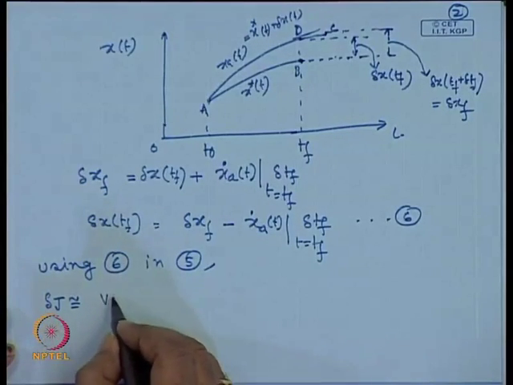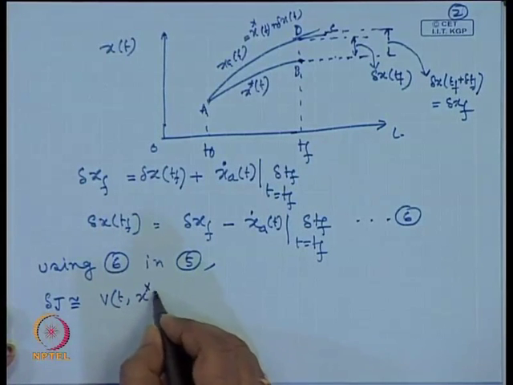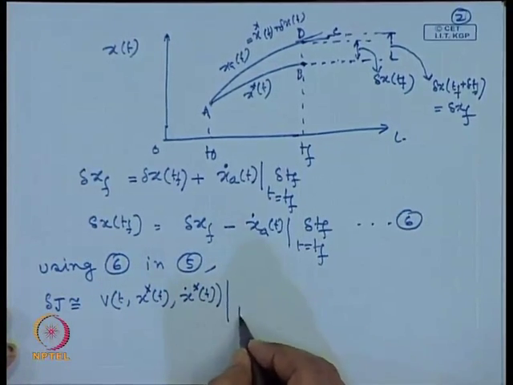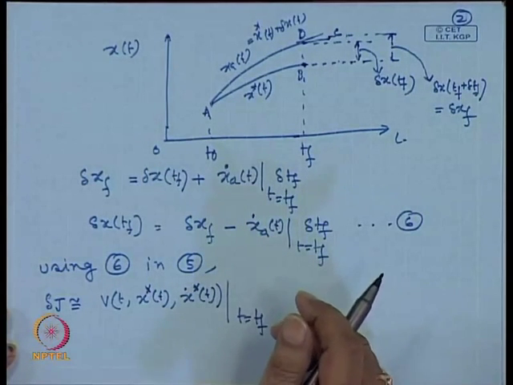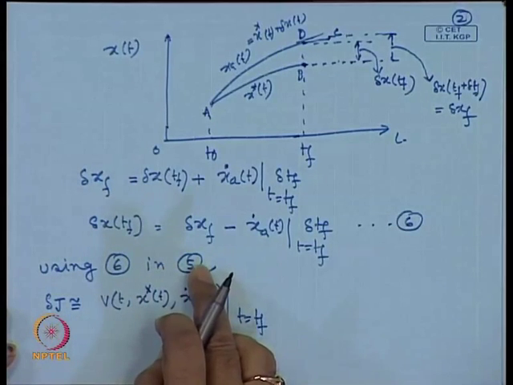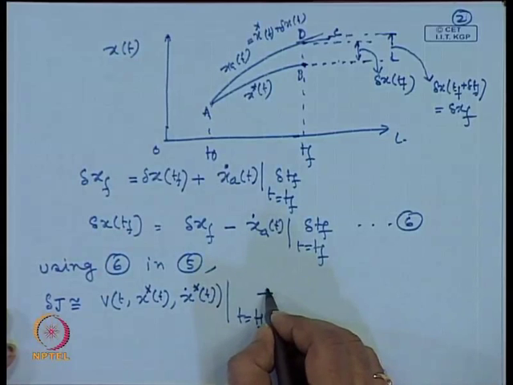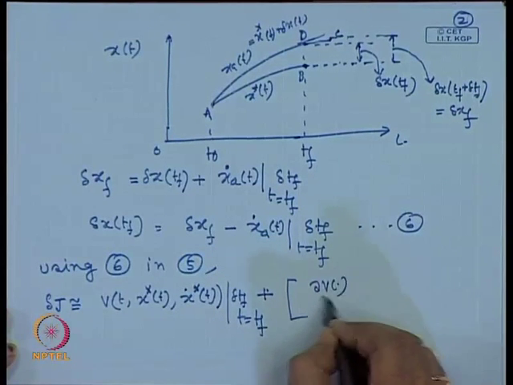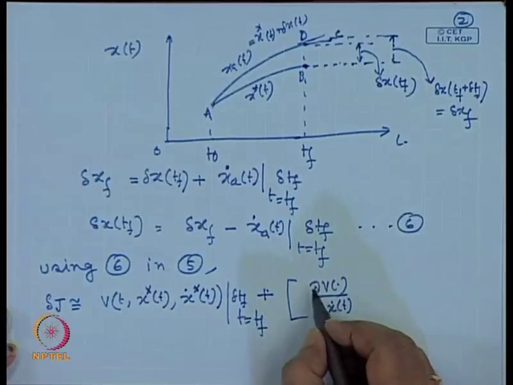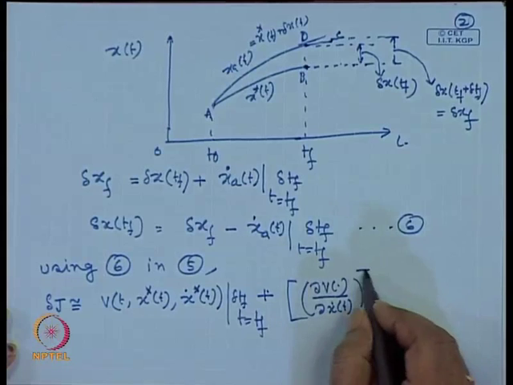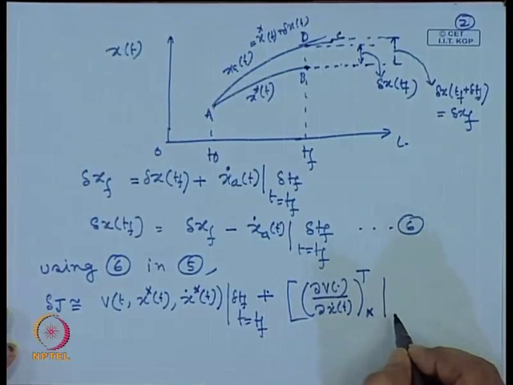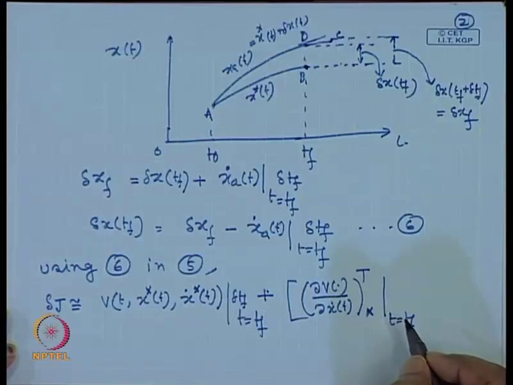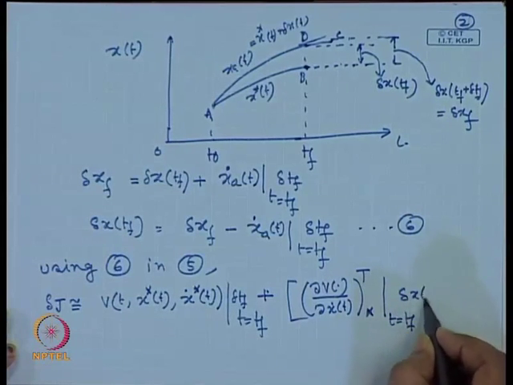That V_t(x*(t), x dot*(t)), at t equal to t_f. Second term of equation 5 is this one, plus delta t_f is there, delta t_f, plus first term I am writing now, del V by del x dot of t, that transpose, at t equal to t_f, and we have this delta x(t_f).